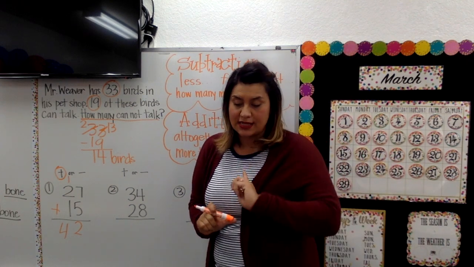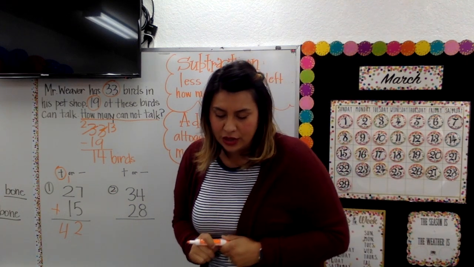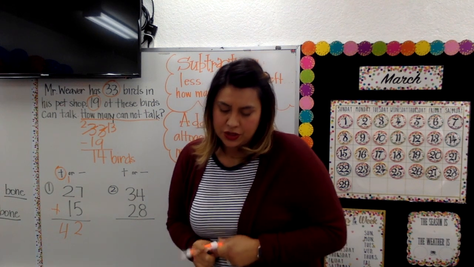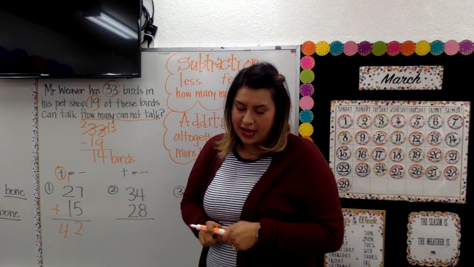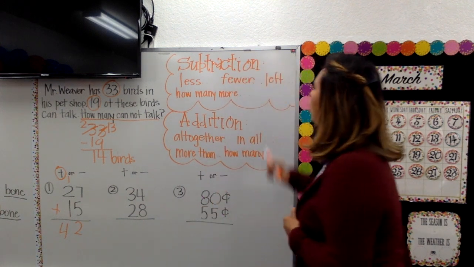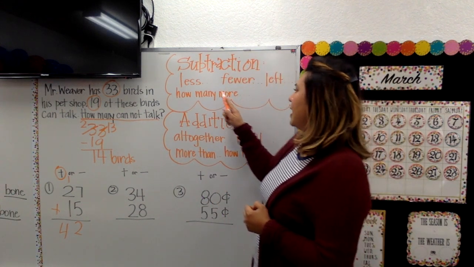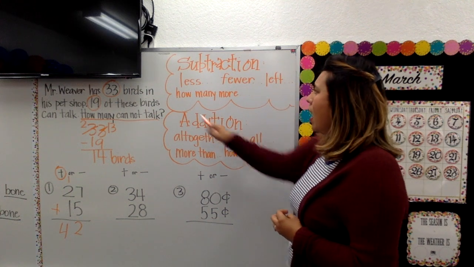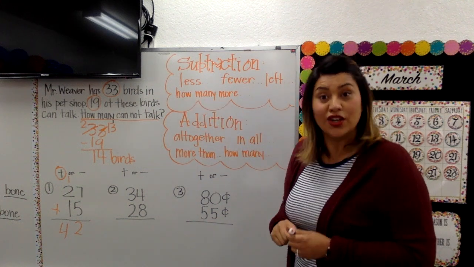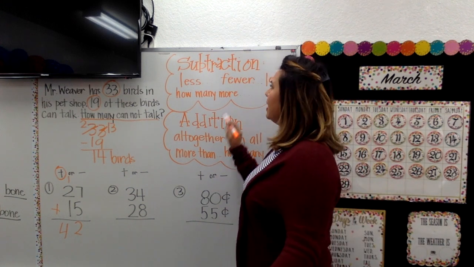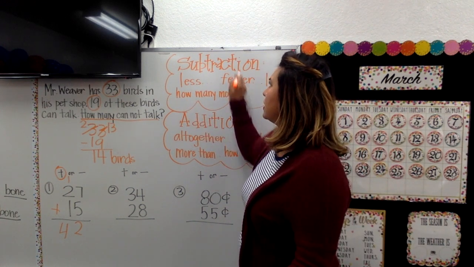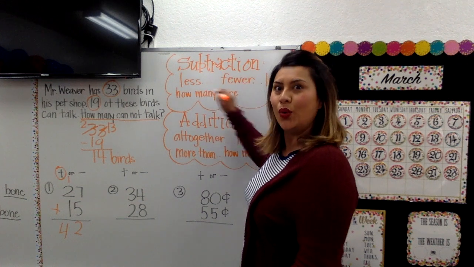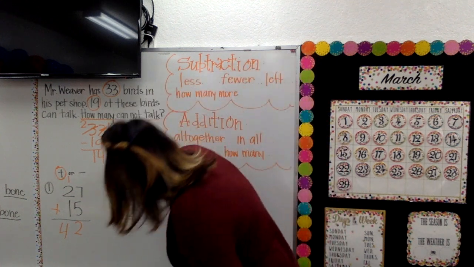You read it with me as I read it aloud. There are 28 gerbils in the pet store. There are 34 hamsters. How many more hamsters are there? Let's look over here. Now, is it asking less, fewer, left, altogether, in all, or how many more? Good job. So what are they asking us to do? Add or subtract? Ooh, good guess.